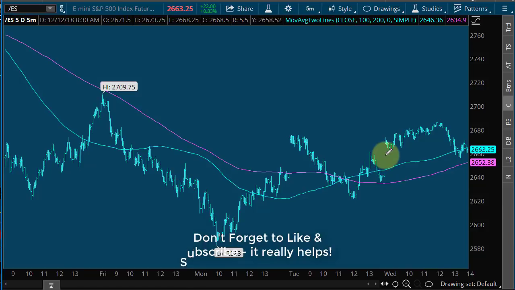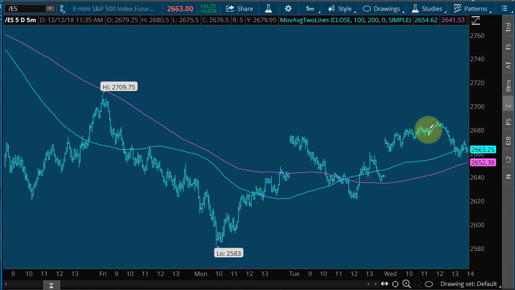Wednesday, gap up. It's kind of the strongest it was all day. Fell off. Not really that much going on, right?